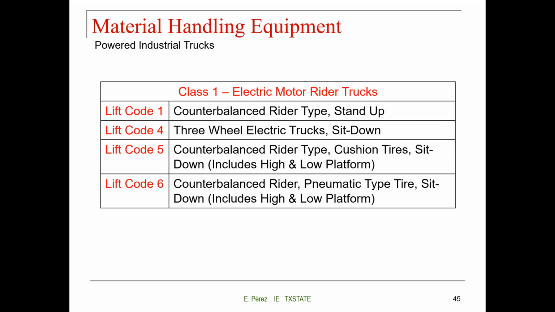So here are some of the codes. Power industrial trucks, class 1 electric motor rider trucks. So here are some of the codes. You don't have to memorize this. This is just for information. So in the future, you can refer back to these notes in case you need to.